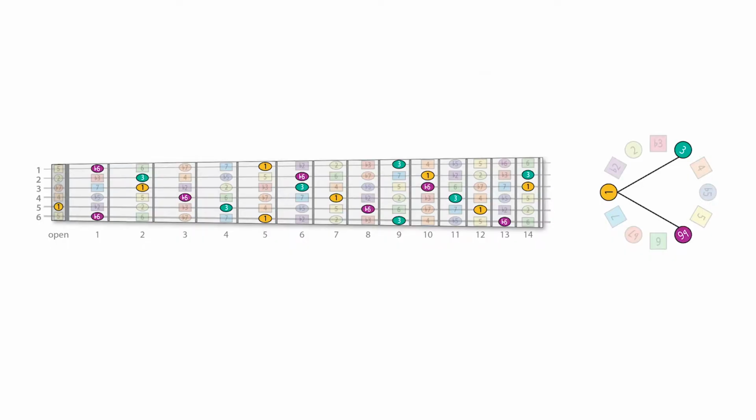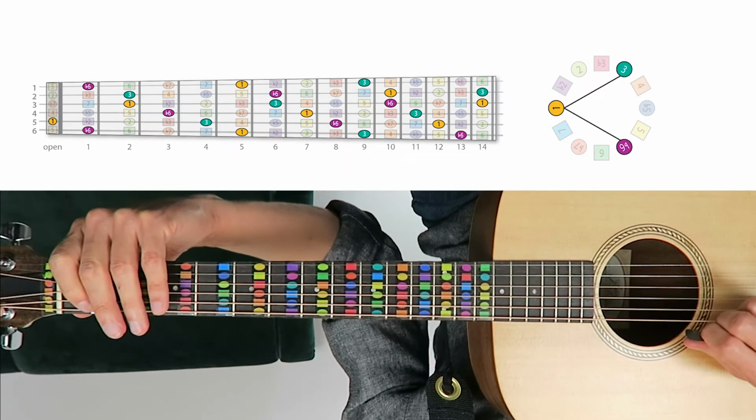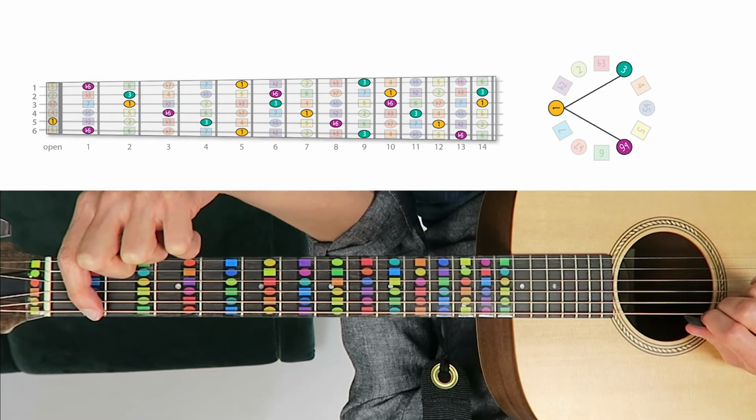So now let's move to the key of A, where A, the orange-yellow circle, is 1, C sharp is the green-blue circle, that's 3, and then F, the purple-red circle, is flat 6. And together these form a perfect triangle as well. So we start on the 6th string, the 1st fret is F.